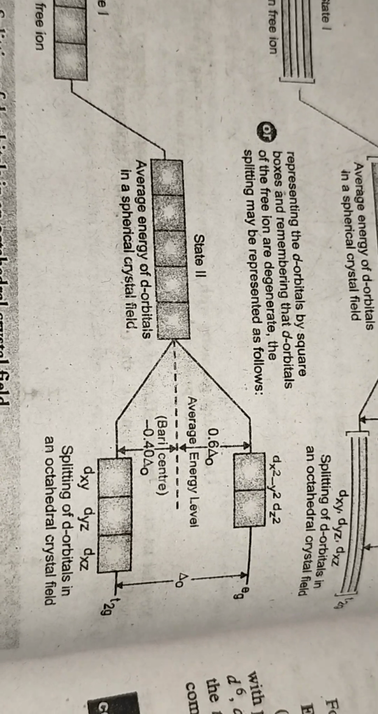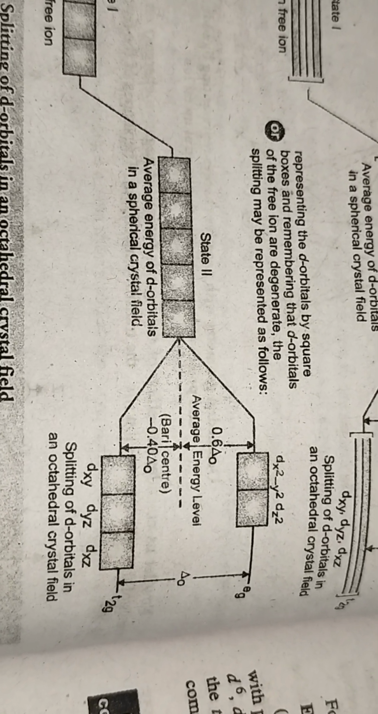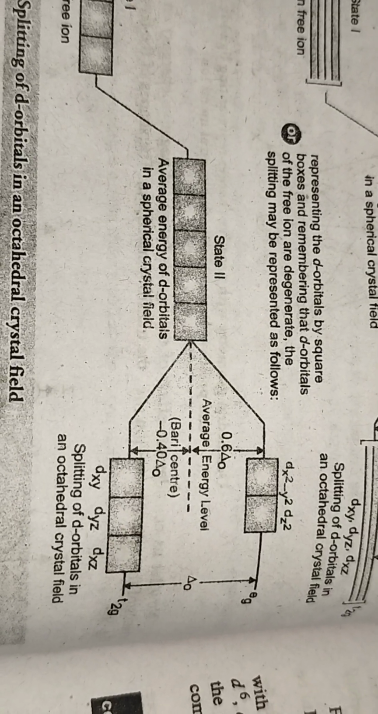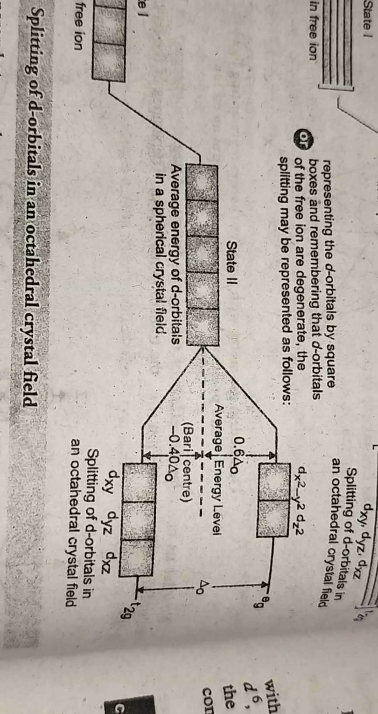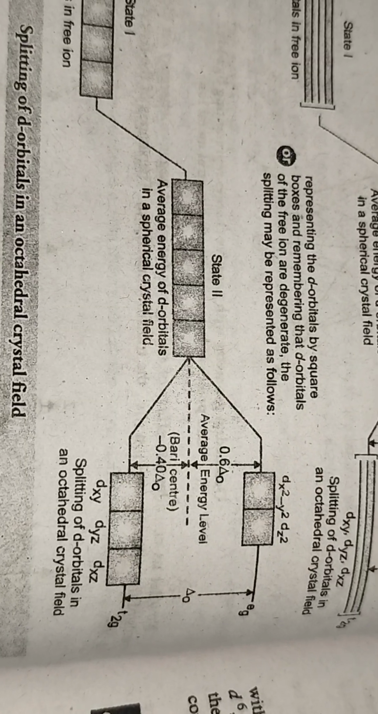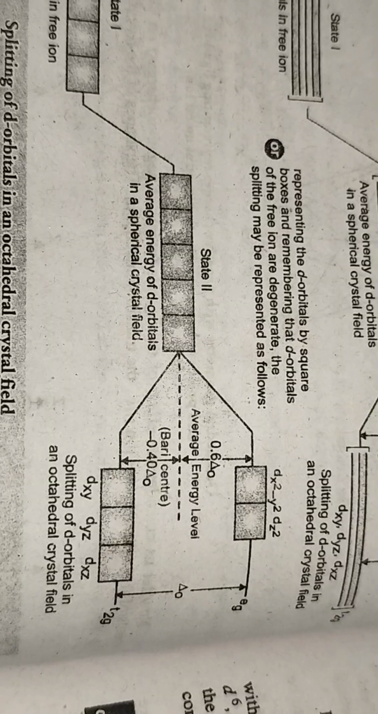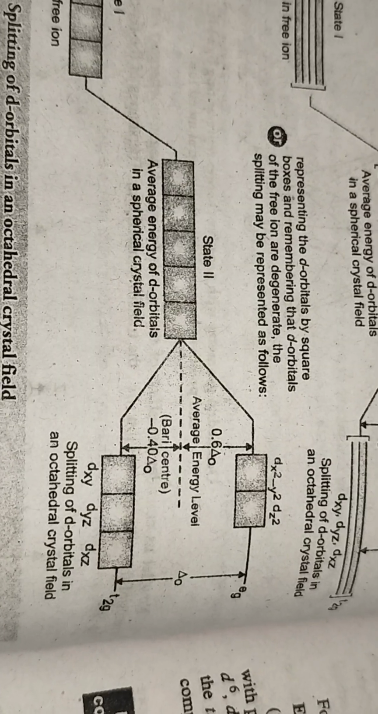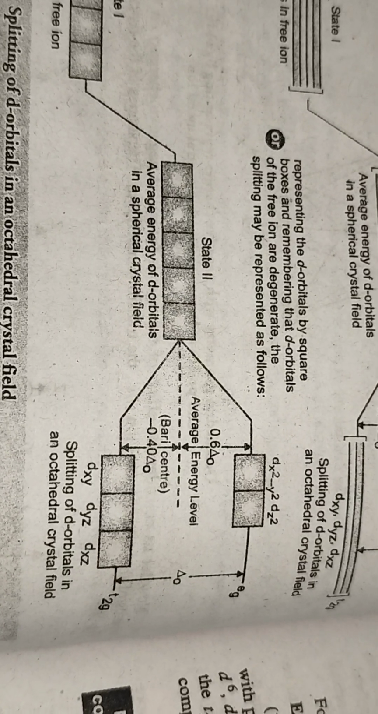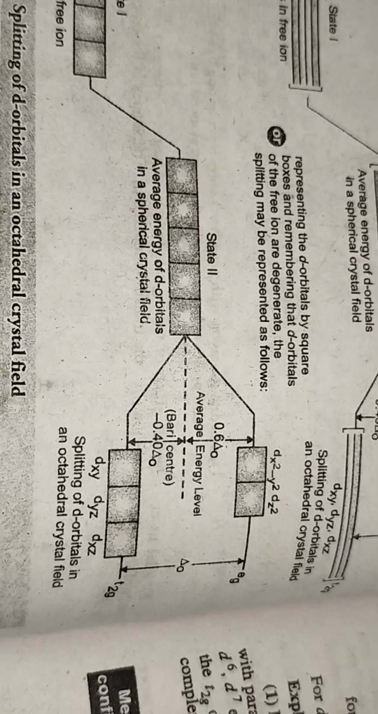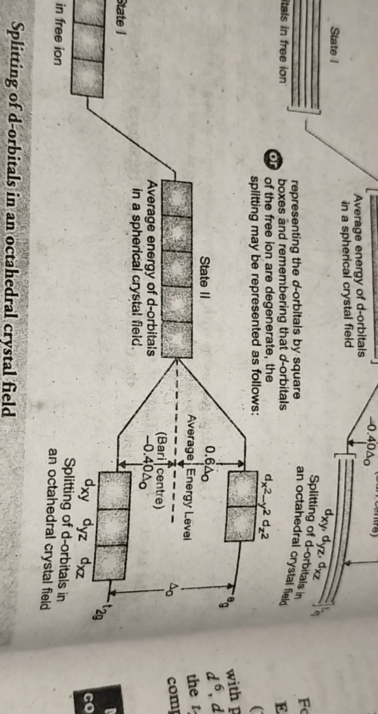Now we will compare the energy with respect to the barycenter. The lower set has an energy of minus 0.40 delta O. It means each electron in dxy, dyz, dxz contributes energy of minus 0.4 delta O, and the upper set is at plus 0.6 delta O, right? For example, if we have one electron in dxy, then to calculate the CFSE we would multiply the one electron by minus 0.40. So that would be the crystal field stabilization energy.